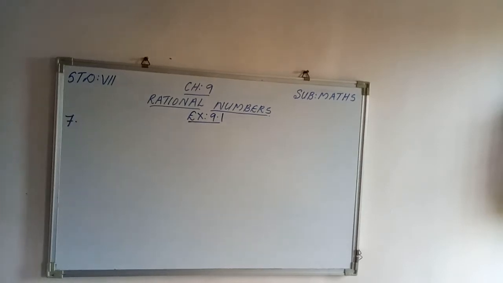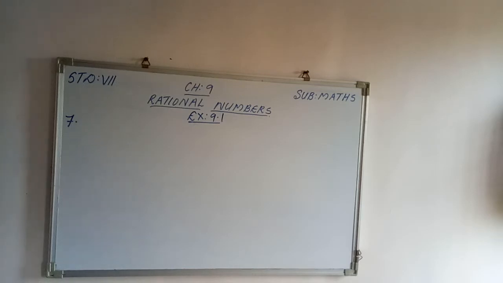Okay. Now question 7. Rewrite the following rational numbers in the simplest form. How to convert the given rational numbers in simplest form? What you have to do is, you have to find out the highest common factor or HCF of both numerator and denominator. Then divide both numerator and denominator with the HCF. Then you will get the simplest form of the given rational number.